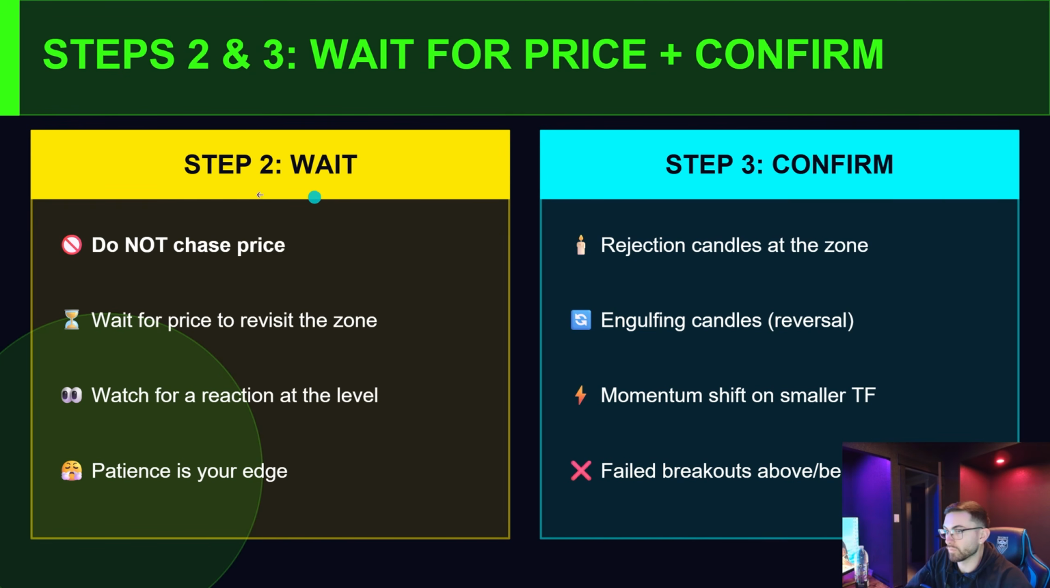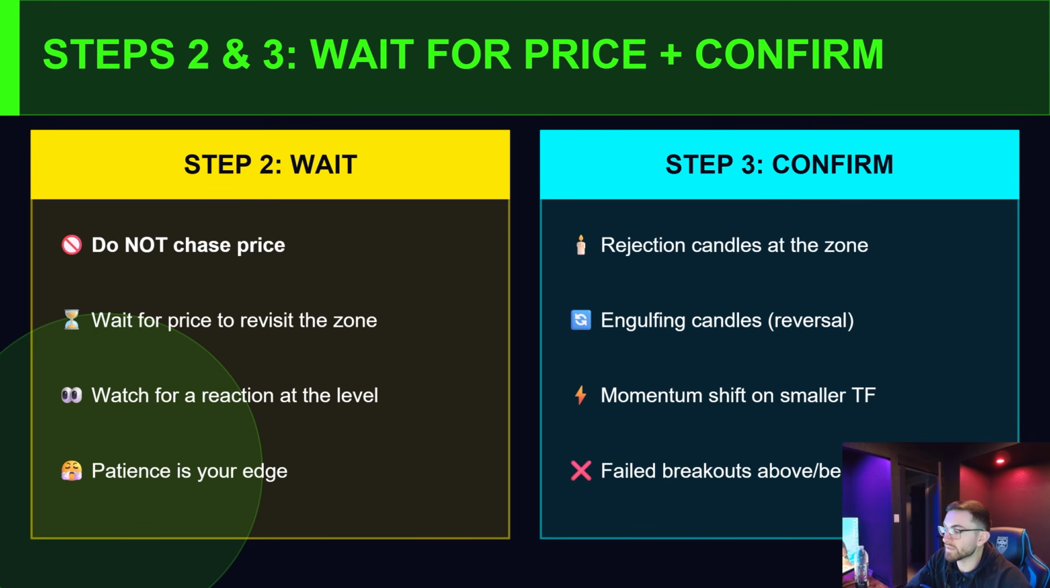Now, step 2, wait. Here's where most traders mess up. They chase the market. They see price moving fast and they jump in randomly. But the best trades usually happen when price returns to a key level, not when it's running away. So once I mark my zones, I wait for price to come back into them.